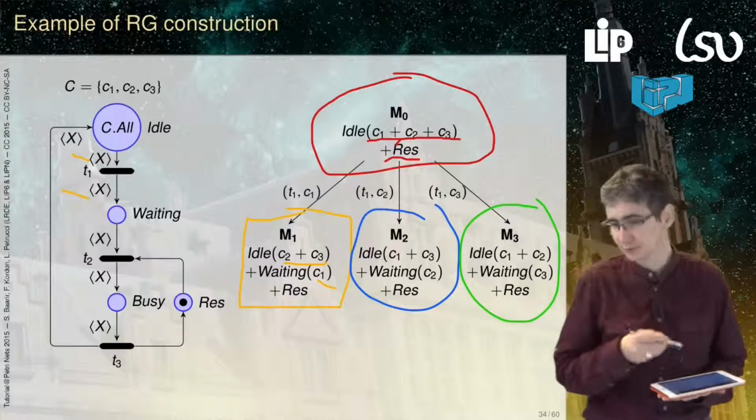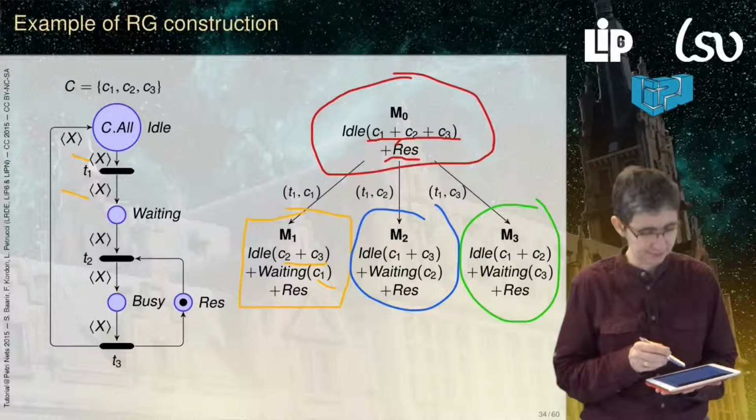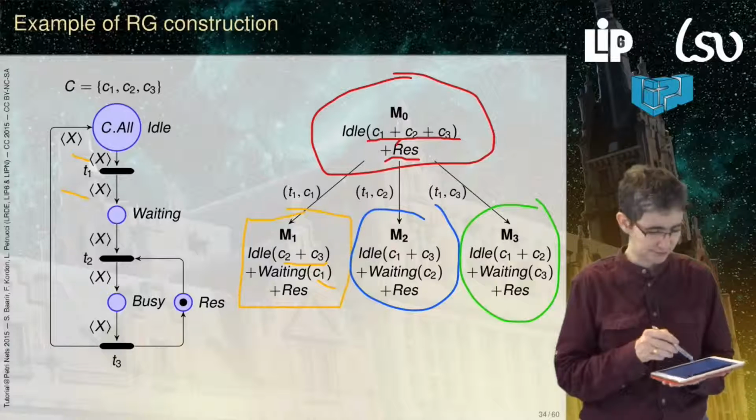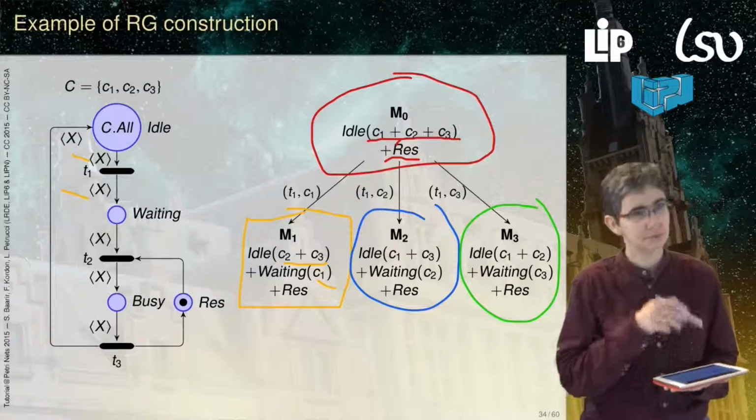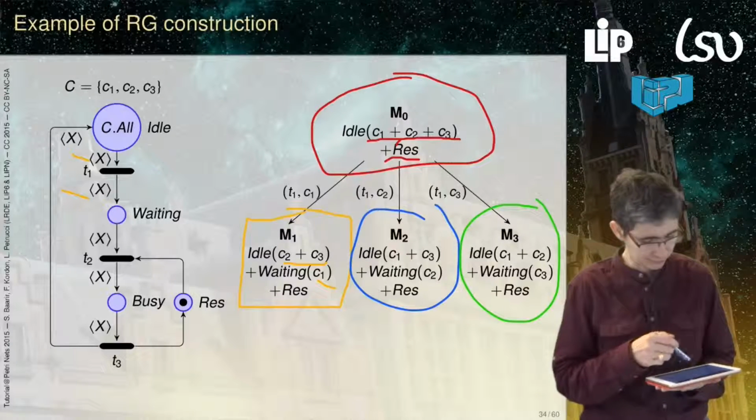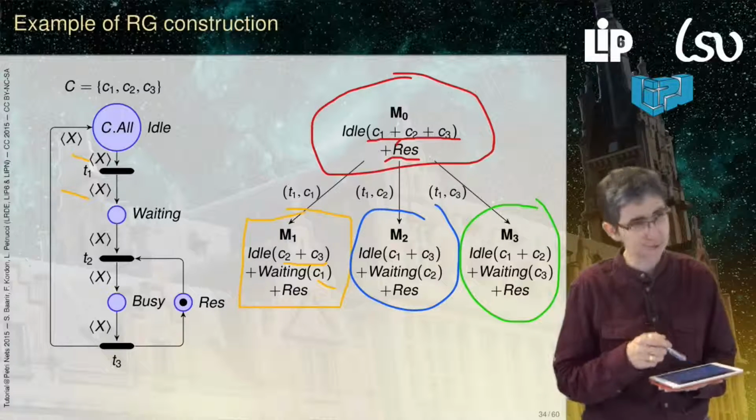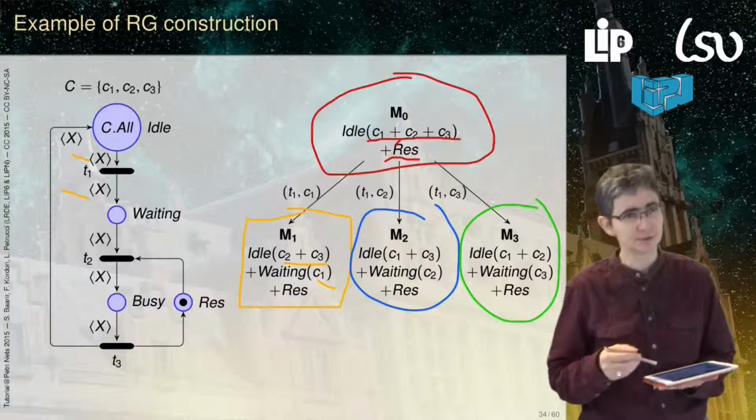And to build a reachability graph, we have to do the same, starting from M1, see which successors you can have, starting from M2, starting from M3, and so on.